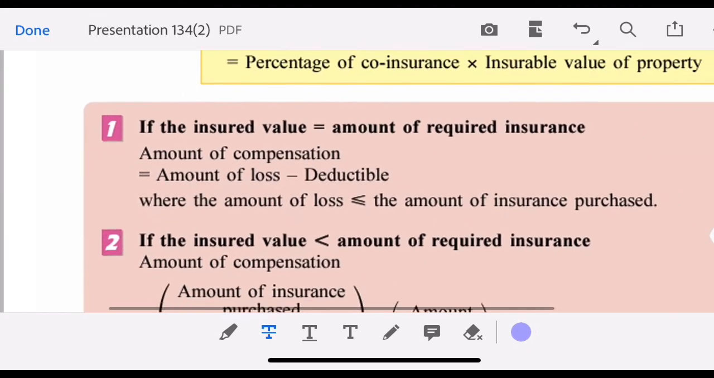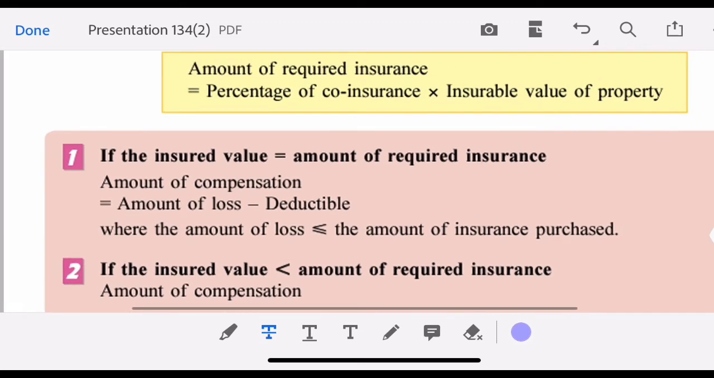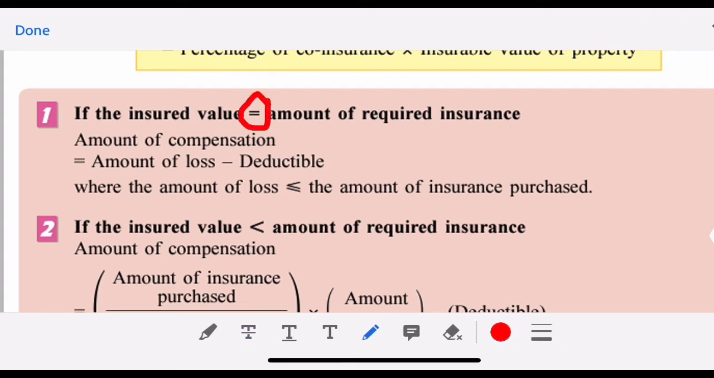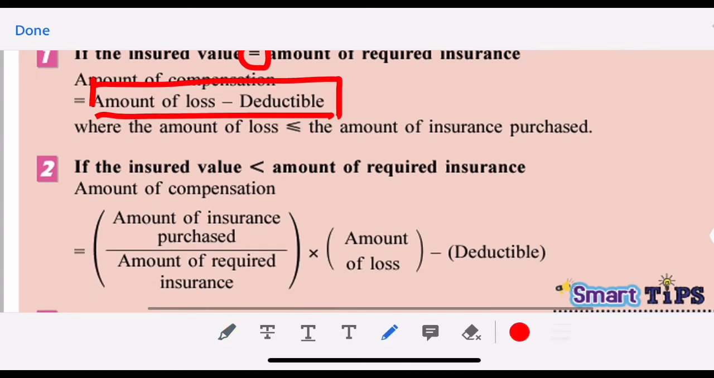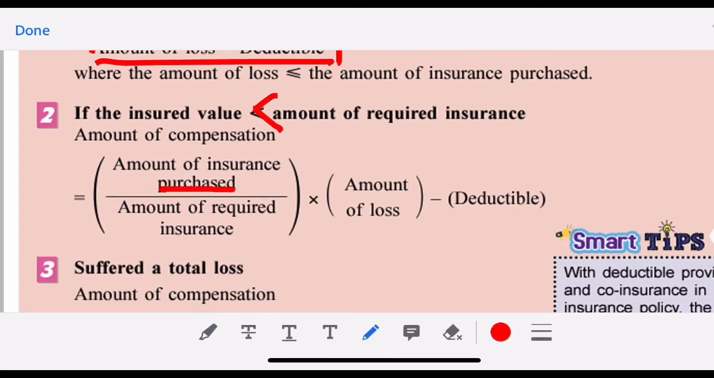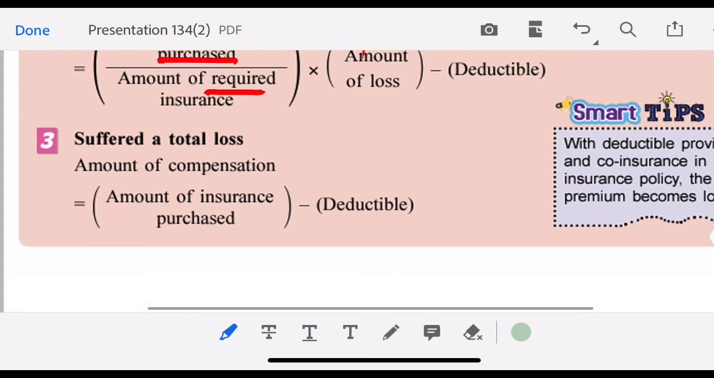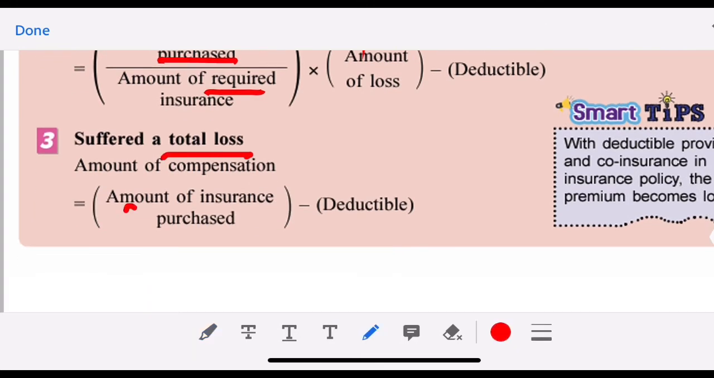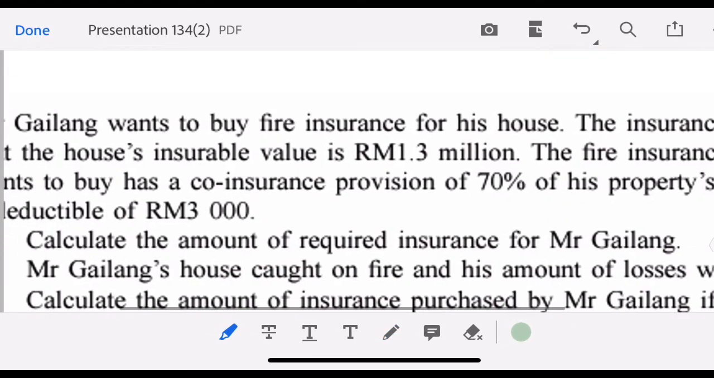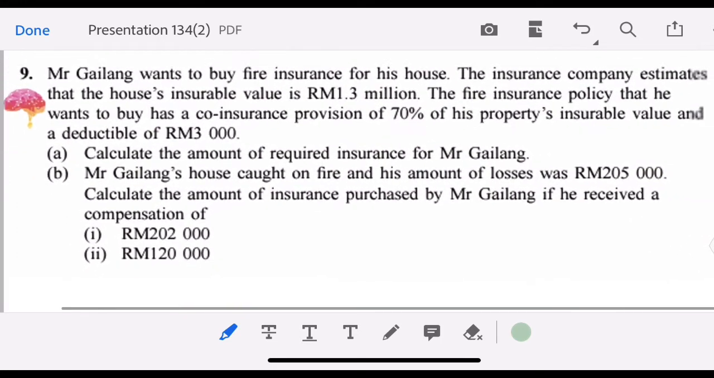Alright, so now I'm going to discuss this one, which is very important. As I mentioned to you, if it is equal, the way to calculate is loss minus deductible. If it is less than, then we have to take the amount of insurance purchased over the amount required by the insurance, times the loss, minus the deductible. If suffering a total loss, it is the amount of insurance purchased minus the deductible. So let's try one question. Question number 9.